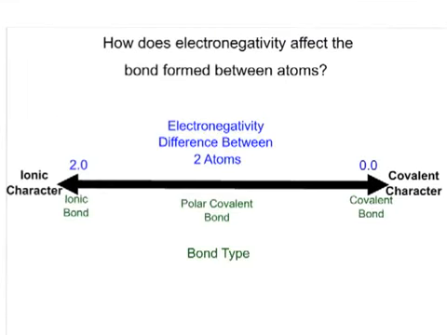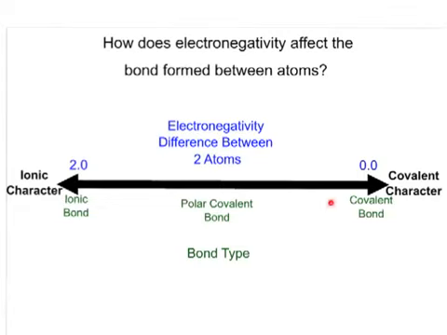Here is just a little line showing over here on one end covalent character, and over here ionic character. As the difference between the two atoms' electronegativities increases, their character becomes more ionic. As a matter of fact, a difference of 2.0 in electronegativity between the two atoms gives us an ionic bond, if it's 2.0 or greater. A difference of 0.0 gives us a covalent character. So two atoms, to be truly and purely covalent, need to have identical electronegativity values.